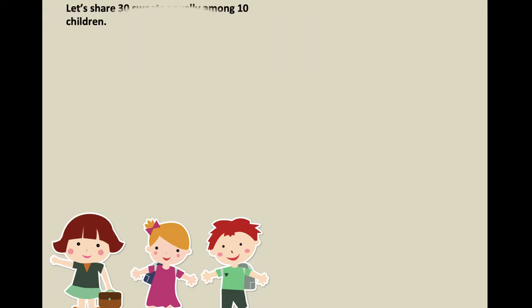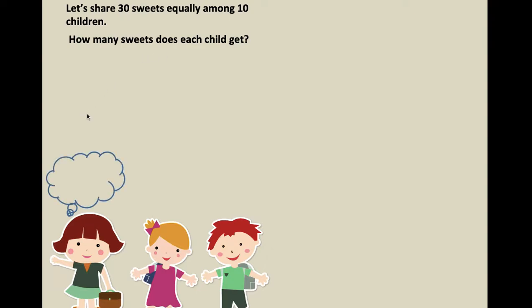And now, let's start with a few examples. Let's try to share 30 sweets equally among 10 children. Okay, let's get started. So, how many sweets will each child get? If I am going to divide 30 sweets among 10 children, how many sweets does each child get? Can you make a guess?